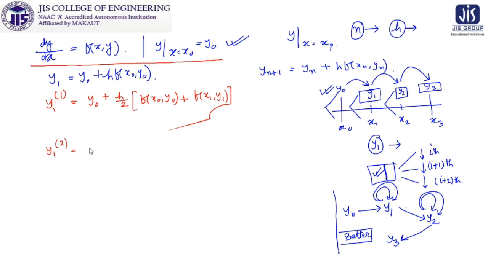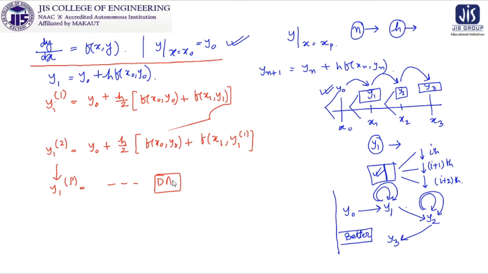When we are going for the next iteration for y1, we will be calculating y0 plus h by 2 f of x0 y0 plus f of x1 y1 1, and in this manner we will continue y1 up to suppose pth iteration until and unless we are satisfied with the desired accuracy level.